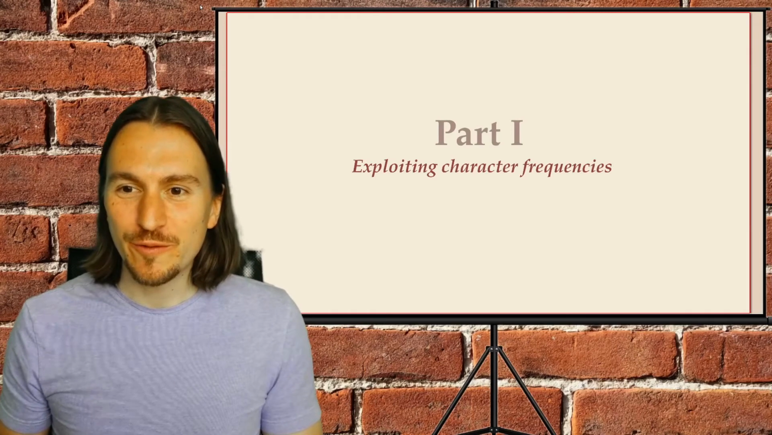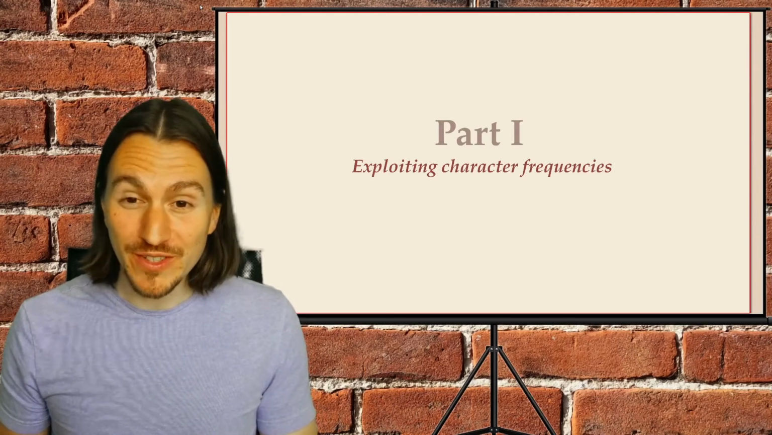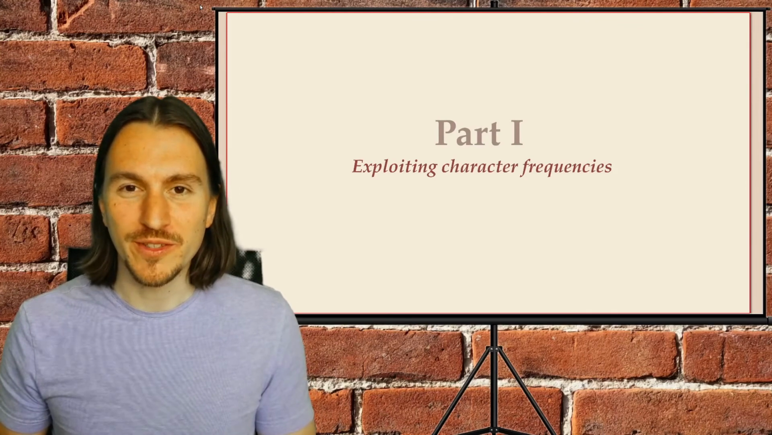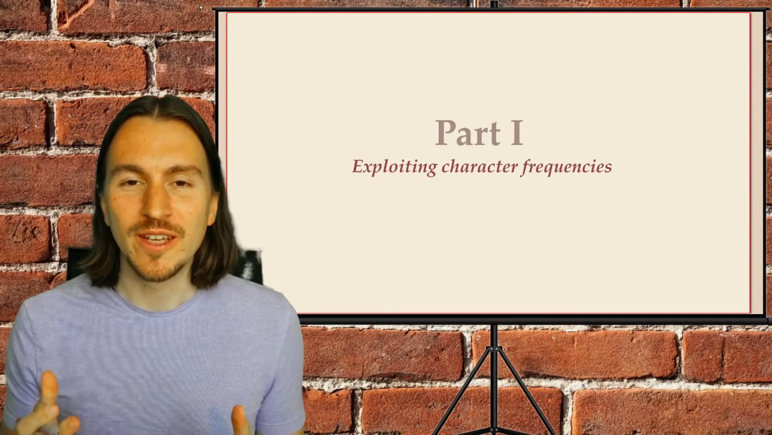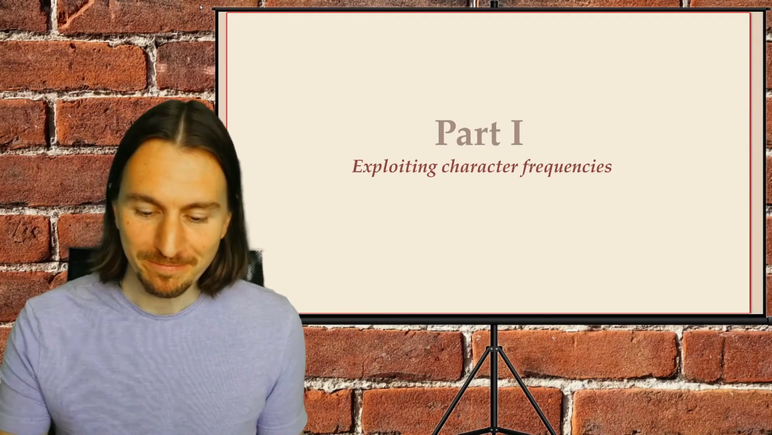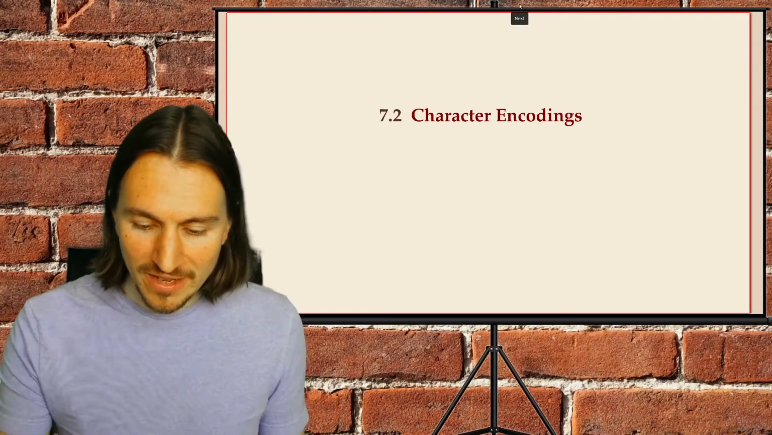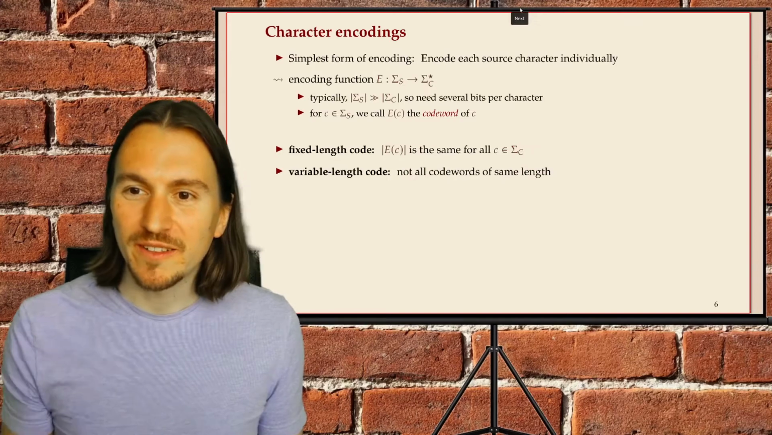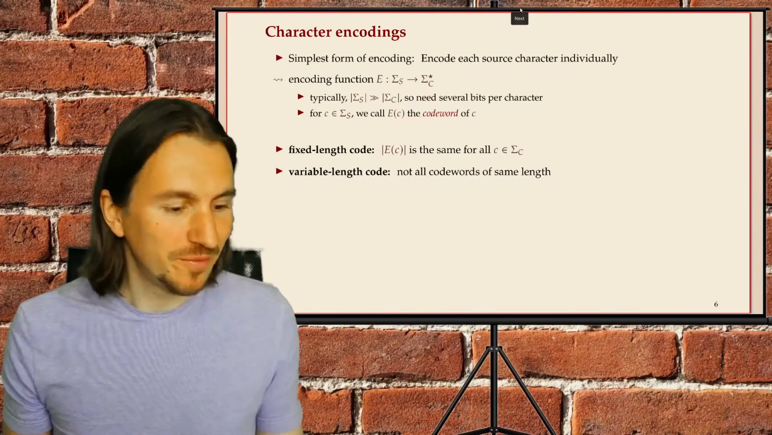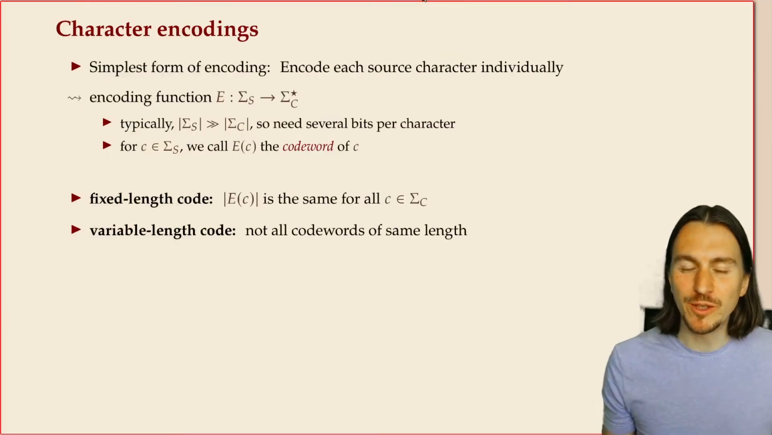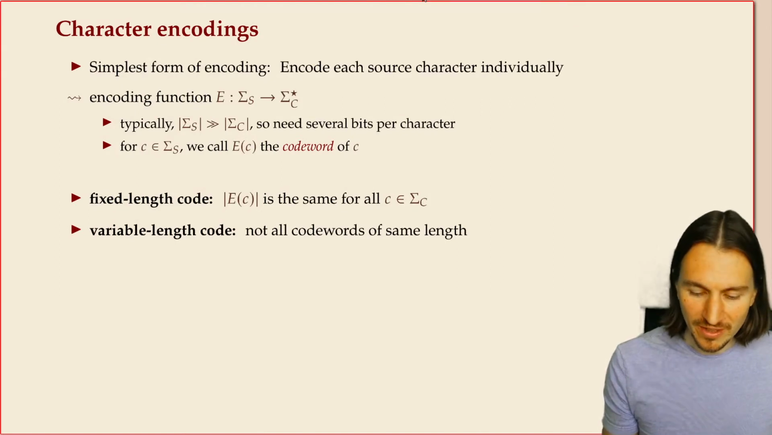We'll now look at the first type of redundancies in source text that compression methods can exploit, namely the character frequencies. As a first step, we'll look at general character encodings, and these are the simplest forms of encodings.